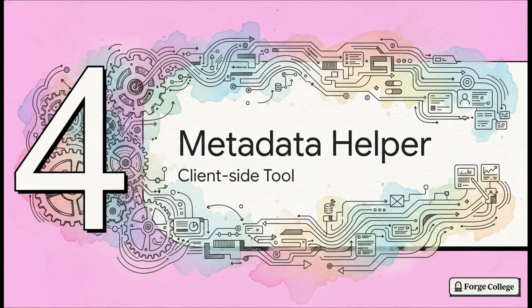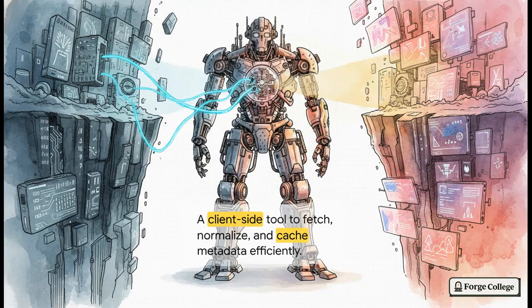Next up, section 4, building the metadata helper, our client-side tool. So how do we actually automate all this gracefully on the client side? We build a TypeScript helper function. This little tool is going to fetch, normalize, and cache our data efficiently. Really, think of it as the unsung hero of your app, bridging the gap between the rigid numbers of the blockchain and the dynamic visual needs of your UI.